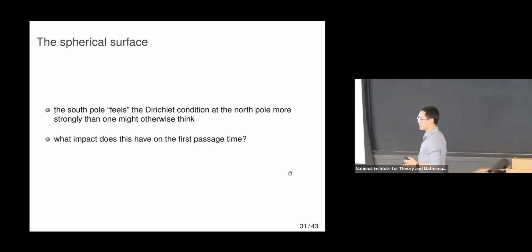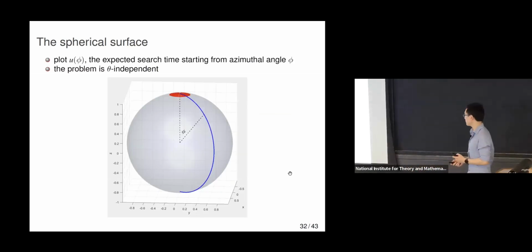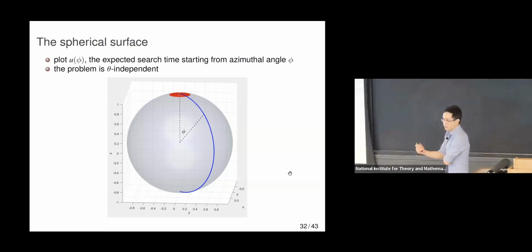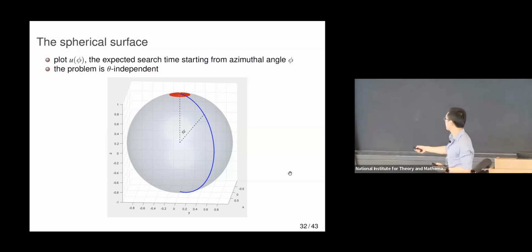And what impact does this have on the first passage time? Well, so let's see. The way that I set it up, it's independent of this angle theta, right? It only counts the distance from the North Pole. So I'm going to plot u of phi, the profile of u along this curve. So obviously it's going to be 0 here, and I assume it's going to increase, and so on.